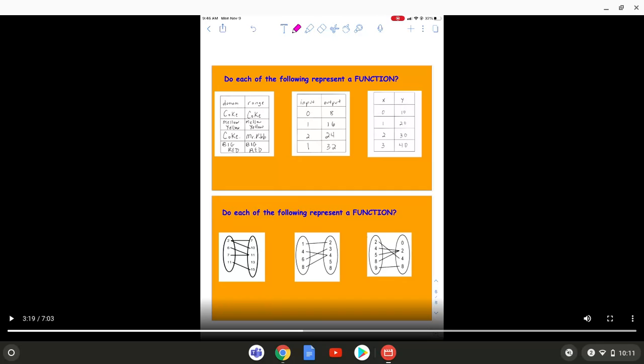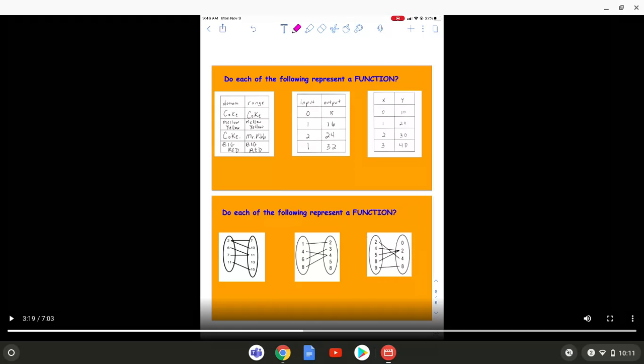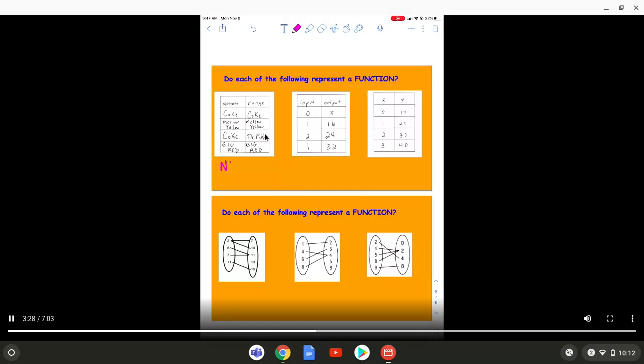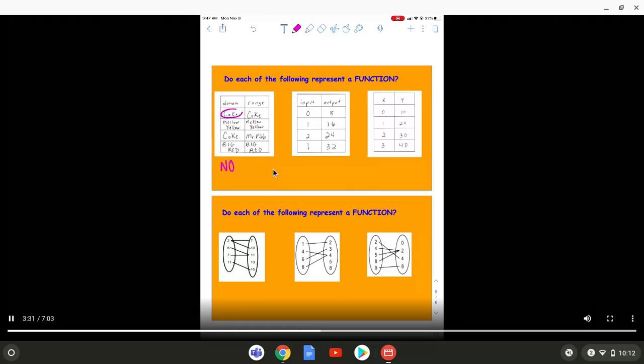So now I'm going to do some examples of how to identify functions in tables and graphs. And we're going to start with this first one right here. So let's look at our domain. We have Coke, Coke, Mellow Yellow, Coke, Mr. Pibb, Big Red, Big Red. This is not a function because if you notice I have Coke and my output is Coke, but down here I have Coke again and my output is Mr. Pibb. So these are two inputs, or one input with two different outputs. So that is not a function, okay?